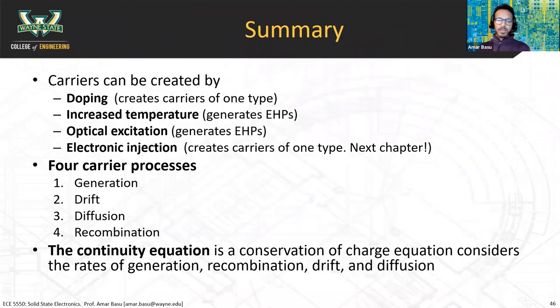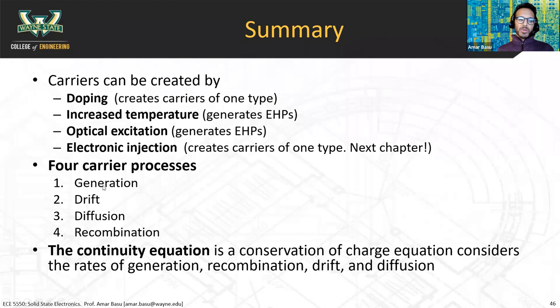So to summarize today's lecture, we found out in this module four that carriers can be created by doping. Doping will create essentially one type of carrier, N type or P type. You can also create carriers by increasing the temperature, which generates electron hole pairs. And in this module, we focused on optical excitation, which generates electron hole pairs through light. This can very rapidly create electron hole pairs, and you can selectively create them in certain regions and not others. This is a very convenient way to generate carriers. Next module, we'll talk about electronic injection.